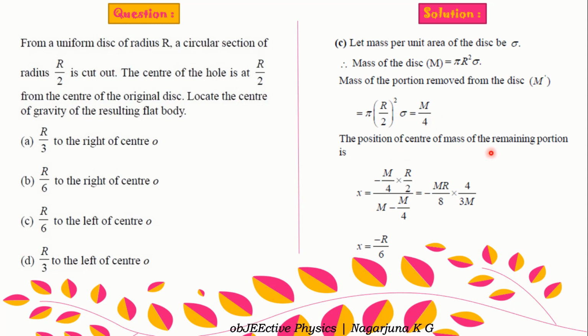The position of center of mass of the remaining portion is x is equal to minus M by 4 into R by 2, here minus sign indicates that amount of mass is removed, divided by M minus M by 4, that is equal to minus MR by 8 into 4 divided by 3M, is equal to minus R by 6. Minus sign indicates that it is left of the center O, that is option C is the right option.